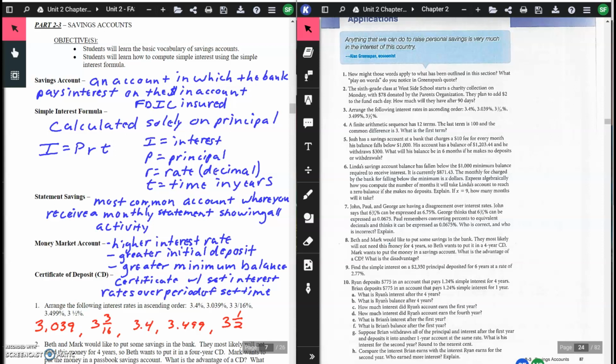Okay, section 2.3 is on savings accounts. We have a few definitions here. A savings account is an account in which the bank pays interest on the money that is deposited into the account. This is also FDIC insured.